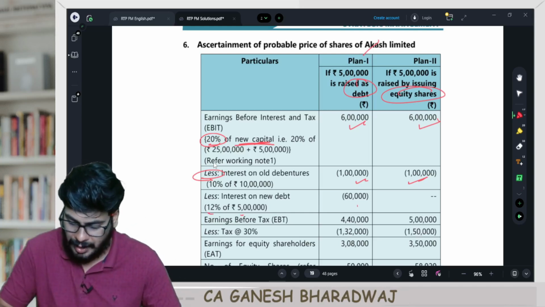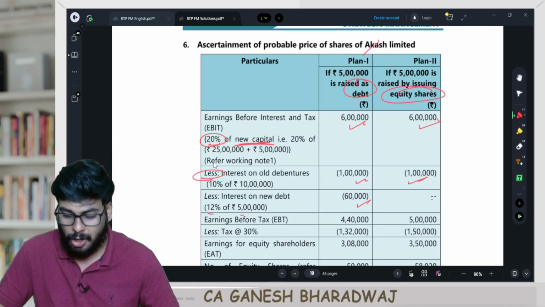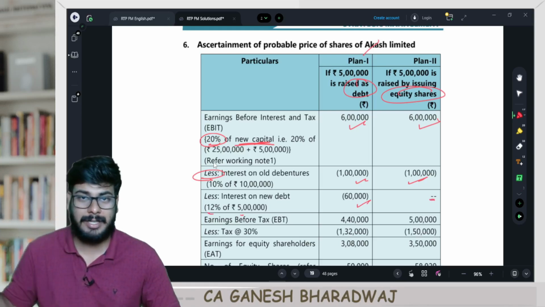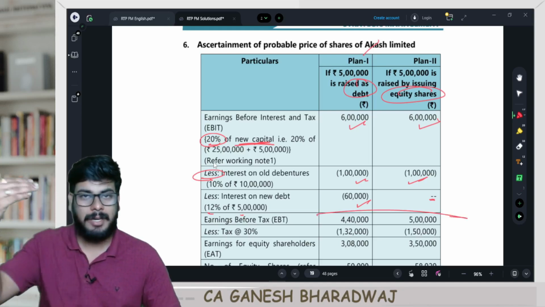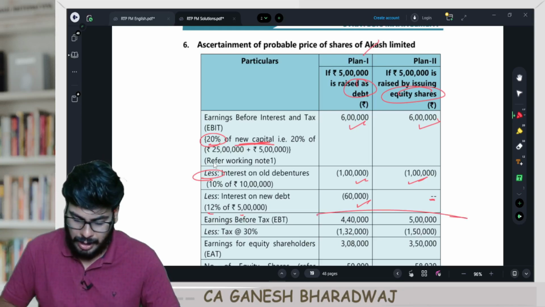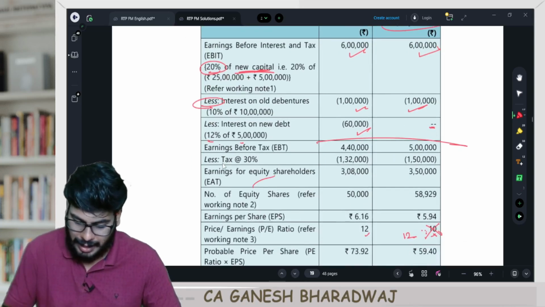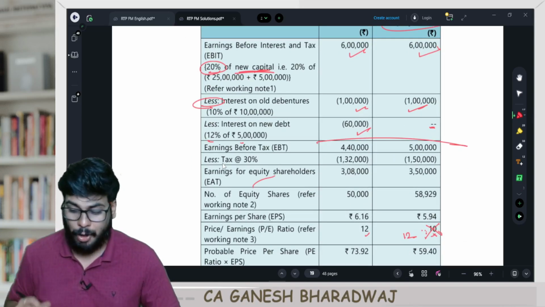So 12% on 5 lakh, 60,000 rupees. This will not be there in your plan 2 because it's coming entirely from your equity mode, right? So your EBT is going to be your EBIT minus both the interest, right? Less tax, you get your EAT, right? Divided by number of equity shares.